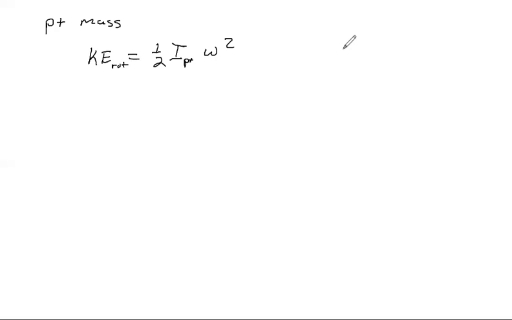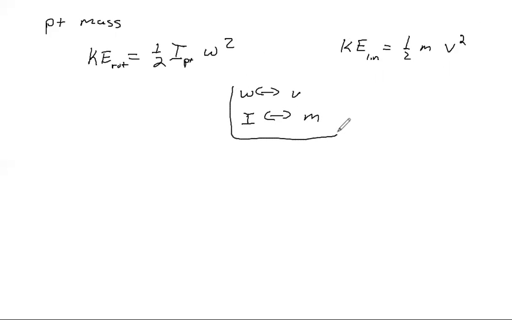The linear version of kinetic energy is 1/2 m v squared. And we immediately see, at least for point masses, and we're going to see that this is true more generally, that there's a sort of dictionary between rotational expressions and linear expressions, where omega can go back and forth with velocity, and I can go back and forth with mass. So just remember that. It's a good thing to know when solving problems.